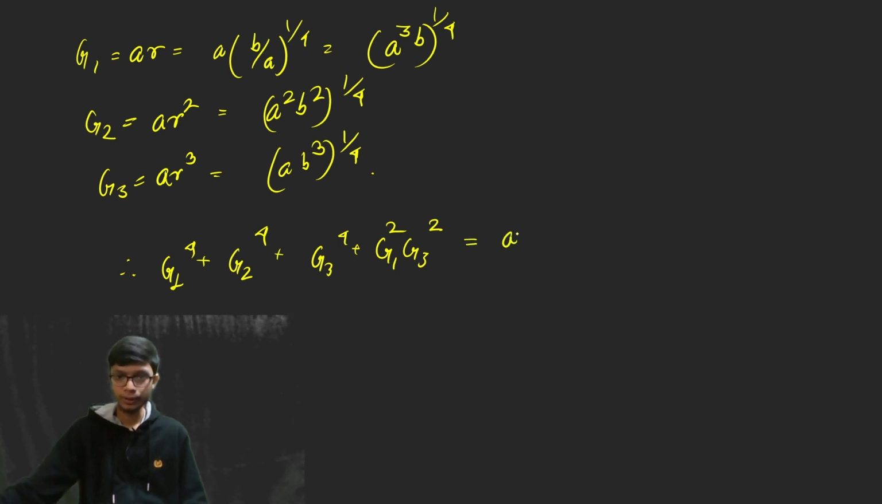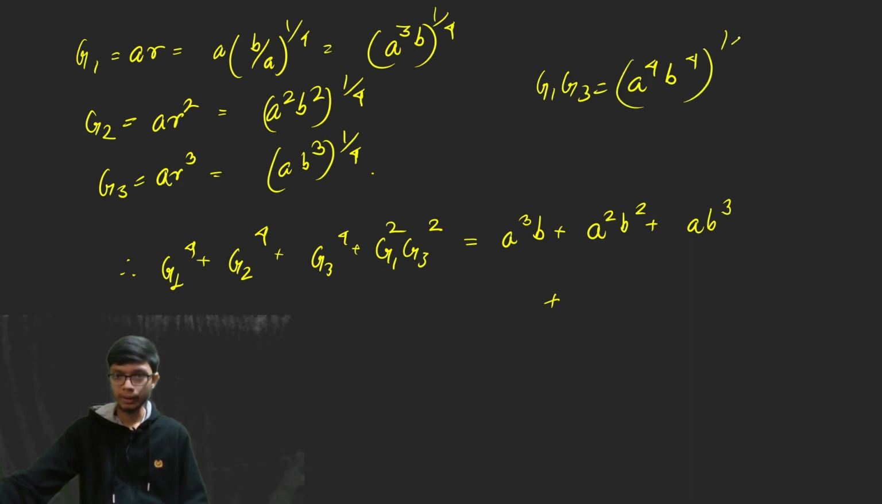power 4 is equal to A cube B, G2 whole to the power 4 is equal to A square B square. Similarly, G3 whole to the power 4 is equal to AB cube. Okay, and the last term G1 into G3. So if you compute G1 into G3, this value will be equal to A to the power 4 and B to the power 4 and whole to the power 1 by 4, and that is equal to A into B.